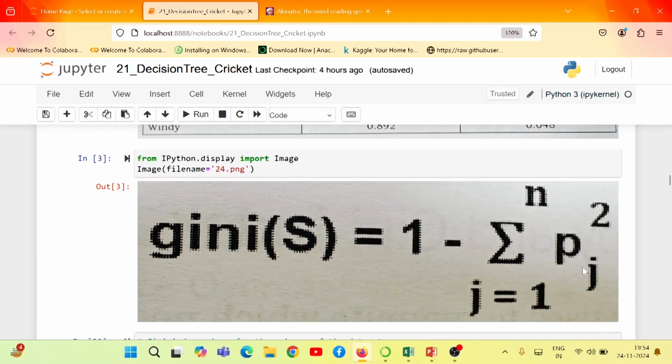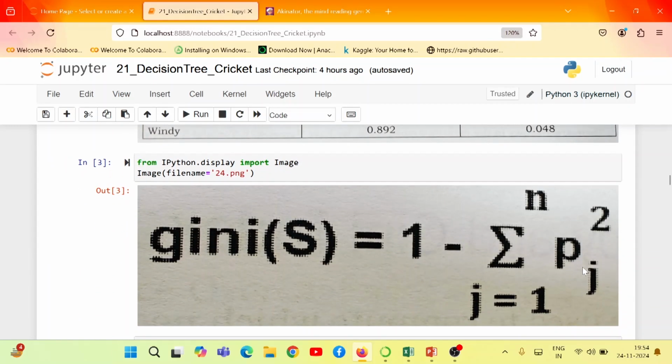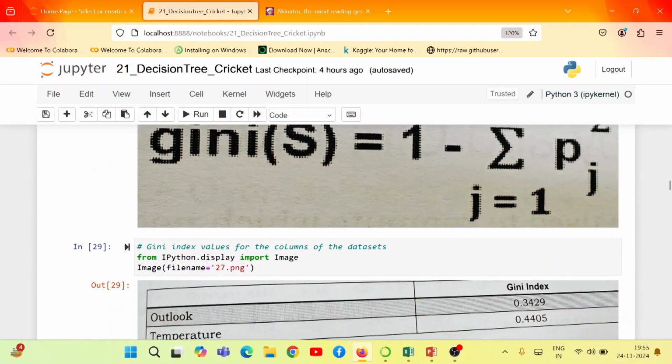Similarly, the next concept which we can use for forming the decision tree is with the help of Gini index. Gini index is a direct measurement of impurity in the data. When the Gini index value is high, impurity is high. When it is low, impurity is low. Hence, we should consider the column having the lowest Gini index as the root node.